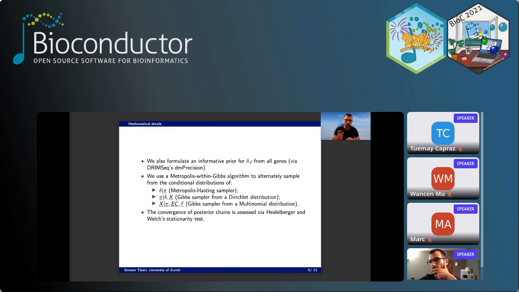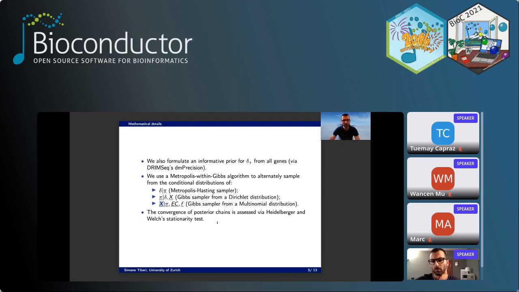Now, we infer the parameters of the model with a full MCMC approach, where we alternately sample from the conditional distributions of the hyperparameters of the Dirichlet delta, the sample-specific hierarchical parameters of the multinomial pi, and the latent states, so the gene and transcript allocation of reads. That basically, in the end, gives us the transcript estimated counts.